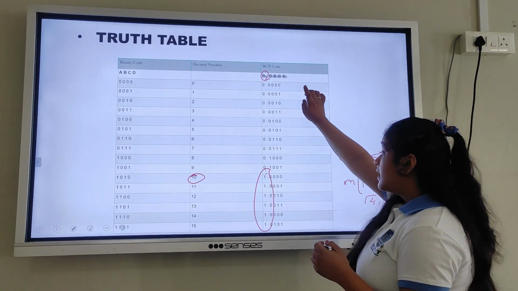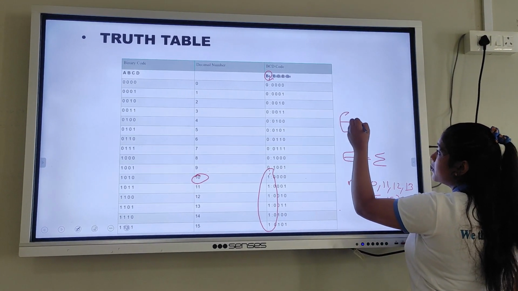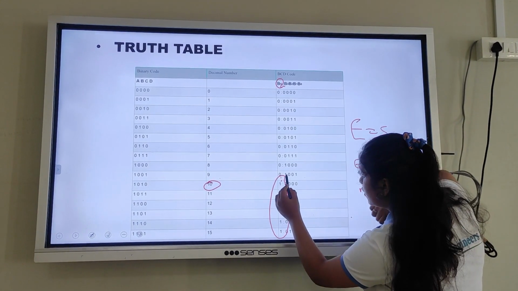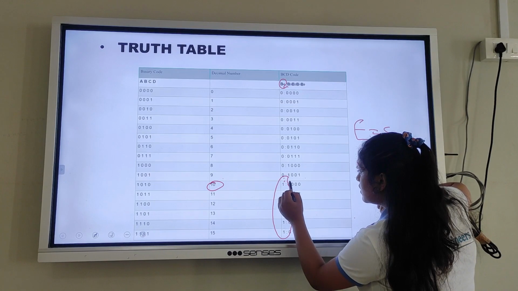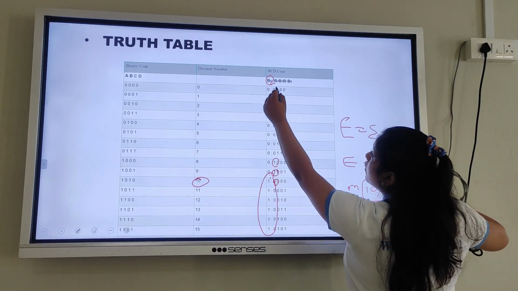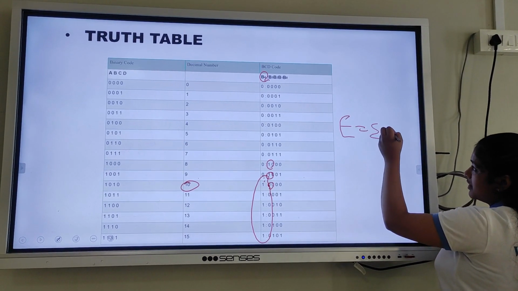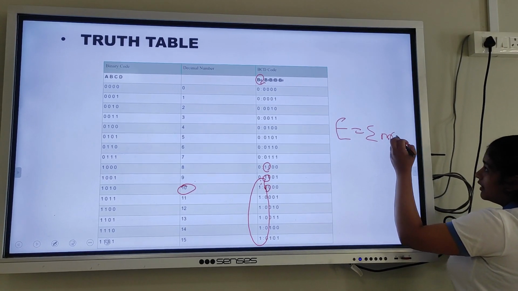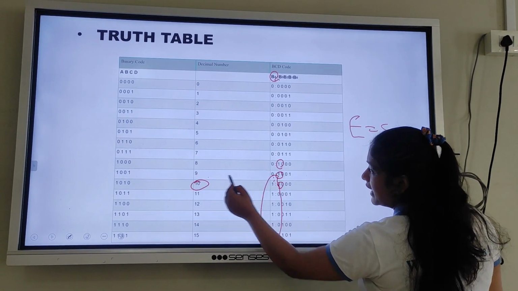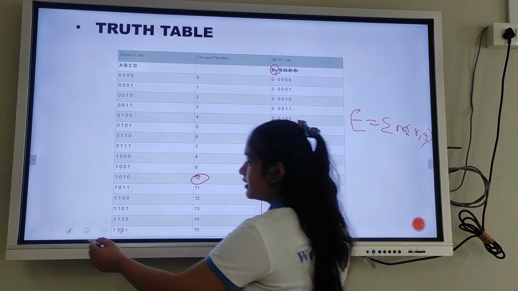Like we have B3. B3 has output 1 only for 8 and 9. So for B3 we have the equation E is equal to the summation of small m, 8, 9.